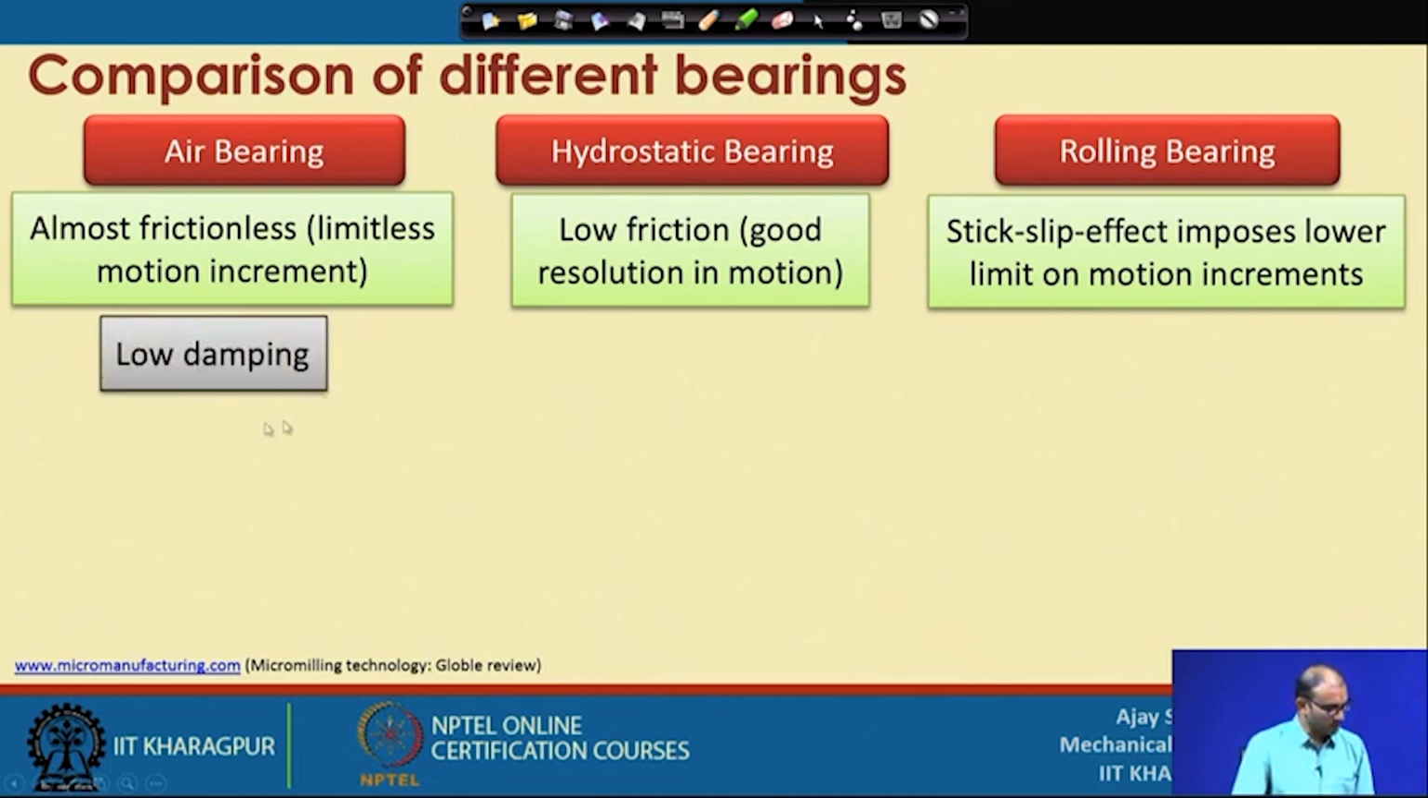Damping: here it is low damping, here it is high damping. So, these hydrostatic bearings are better at high scale, that means large scale machining, because if you put more load on top of it, this is not a big issue for the hydrostatic.